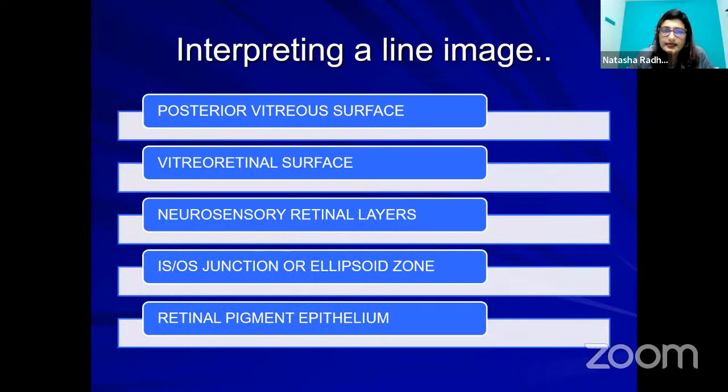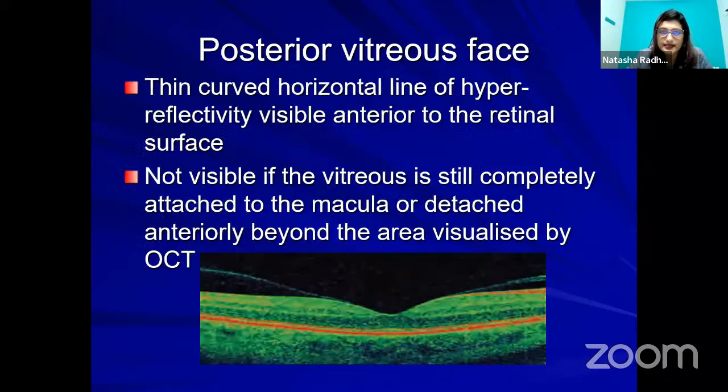Now, interpreting a line image, you have to speak about the posterior vitreous surface, the vitreoretinal surface, the neurosensory retinal layers, ISOS junction or ellipsoid zone, and the retinal pigment epithelium. The posterior vitreous face is a thin curved horizontal line of hyperreflectivity that is just visible anterior to the retinal surface. It will not be visible if the vitreous is still attached well or detached completely beyond the area that is visualized by the OCT.